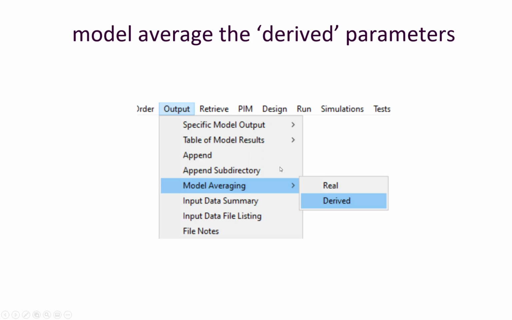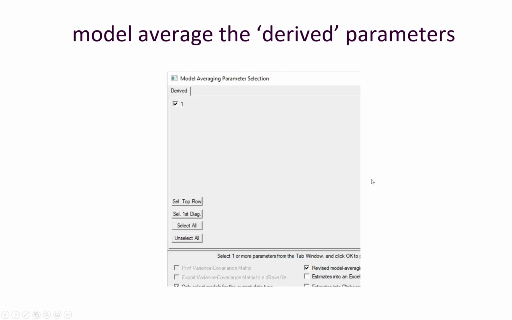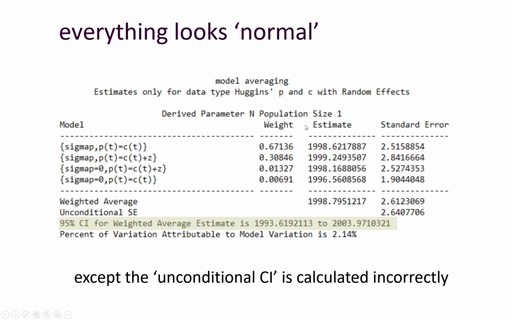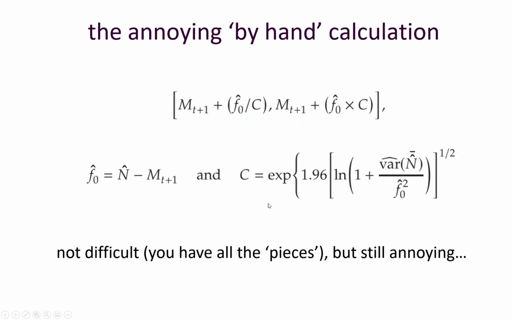Okay, and this is all laid out in detail in chapter 14, so I'll just show you the highlights here. So just as we did with model averaging the derived parameter, there it is, you click derived, and you're okay, except that the 95% CI is wrong, so you need to do it by hand. And to do that, you have to do this. And it looks scarier than it really is, but it's not bad. M at t plus 1 is something that you know. That's the minimum number known alive. It's the number of individuals seen at least once. So you have that. That's in the full output, so you simply write that down.